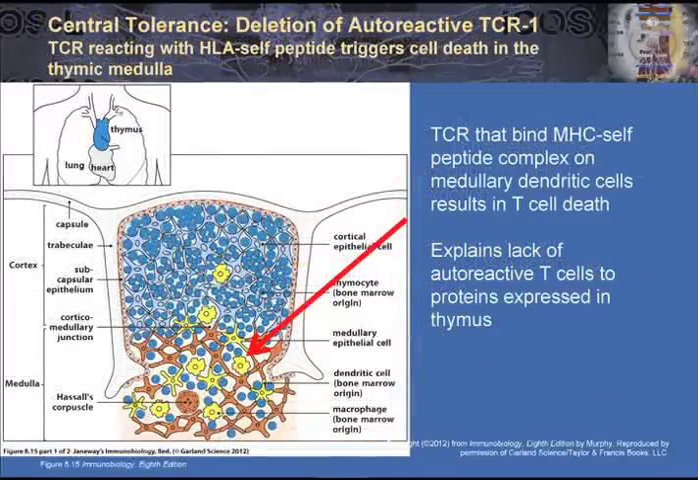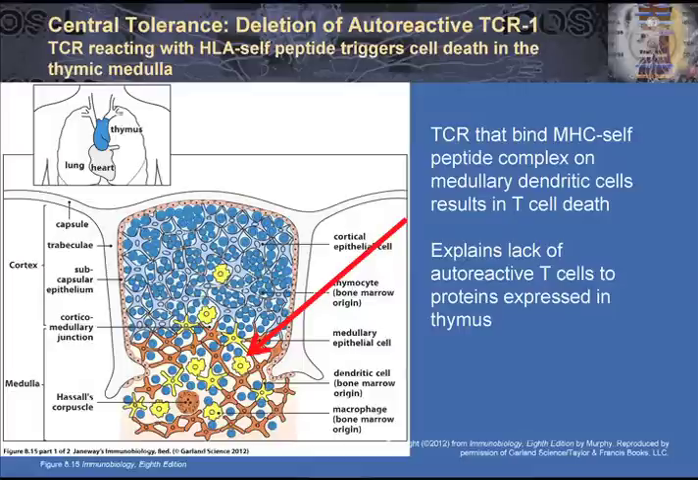Now, the whole question of central tolerance comes from the medullary portion of the thymus. And this is where you've already selected for T cell receptors that bind to self-MHC. You've done that in the cortex, but you don't want them to bind too tightly or react too strongly. You just want them to have low affinity interactions. And so what you have to do is get rid of the T cell receptors that bind MHC self-peptide too strongly. And the way that occurs is when those T cells bump into a medullary dendritic cell.